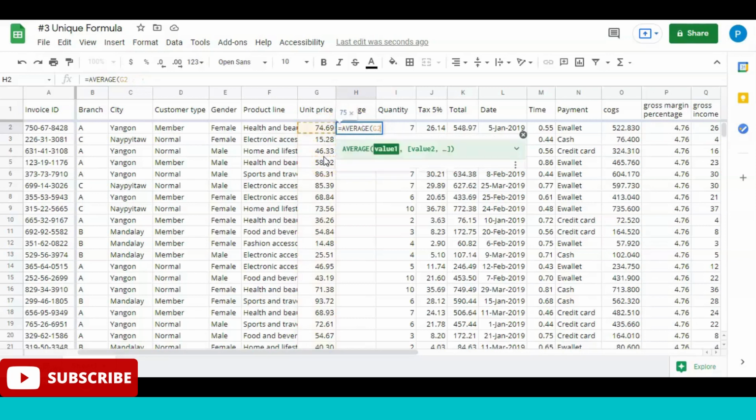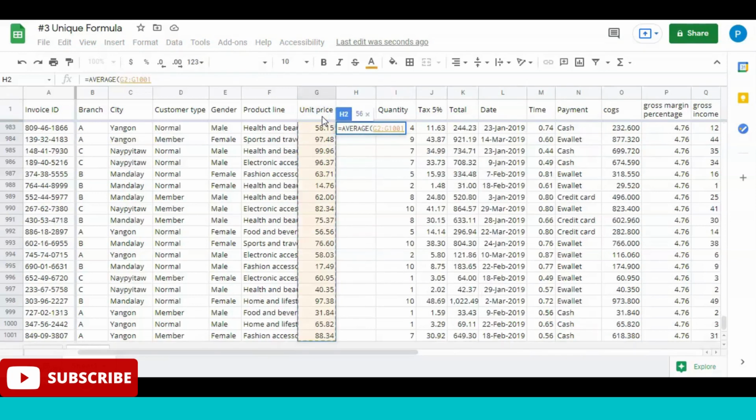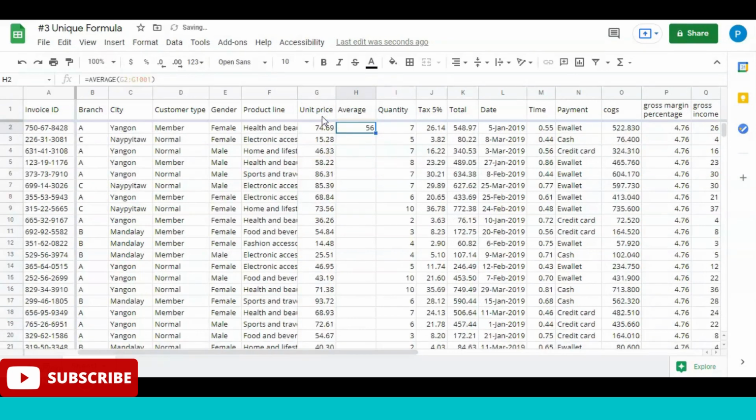For example, if I want to find the average value throughout the data from G2 to G1001, simply equal to average, then G2 to G1001. In this way you will find the average value throughout the data. Right?